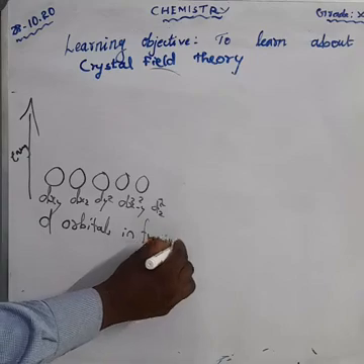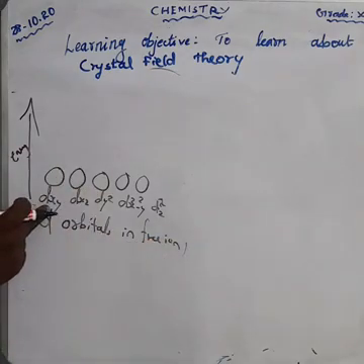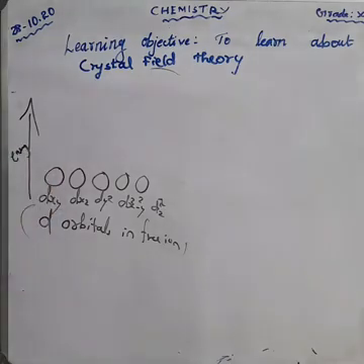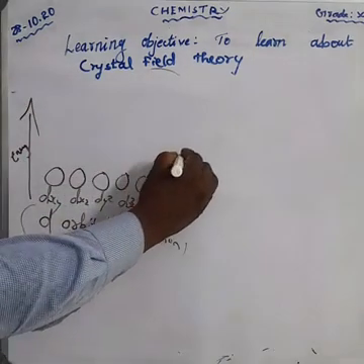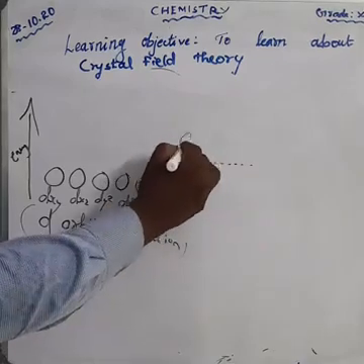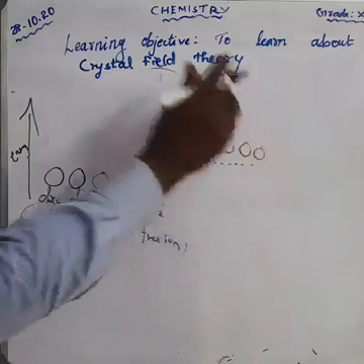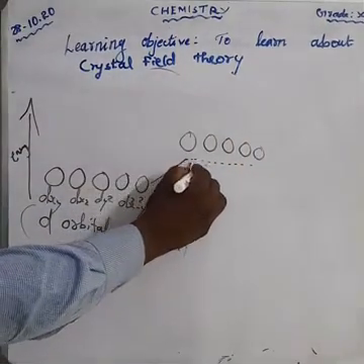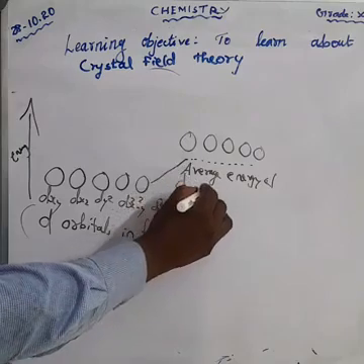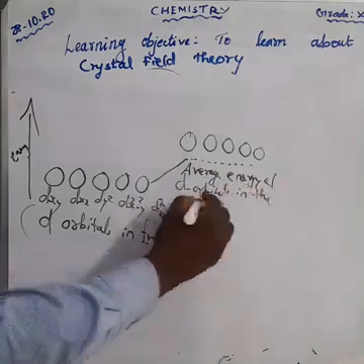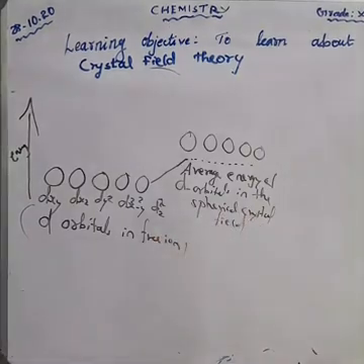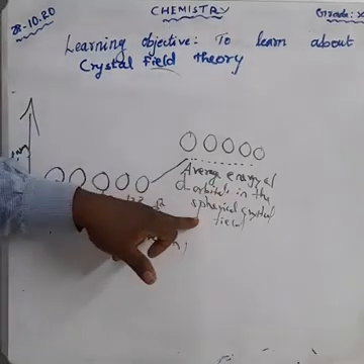The d orbitals of a free ion are dxy, dxz, dyz, dx square minus y square, dz square. After that, the energy is increasing to the average energy. The same 5 orbitals, that means the average energy of d orbitals in the spherical crystal field.